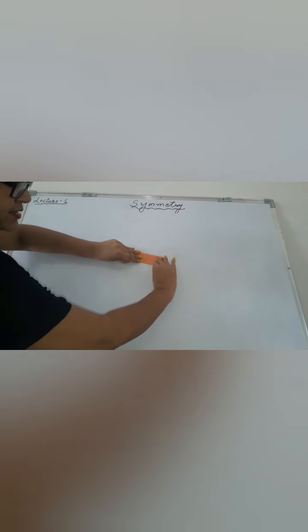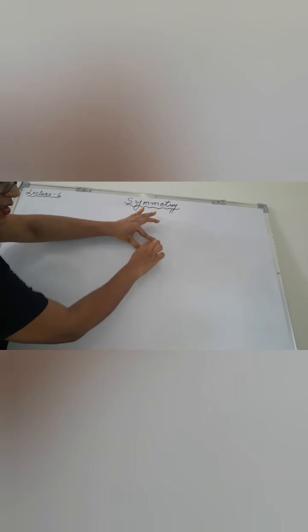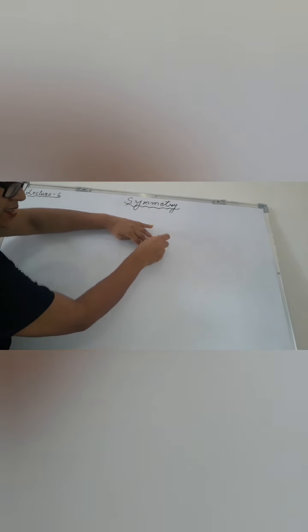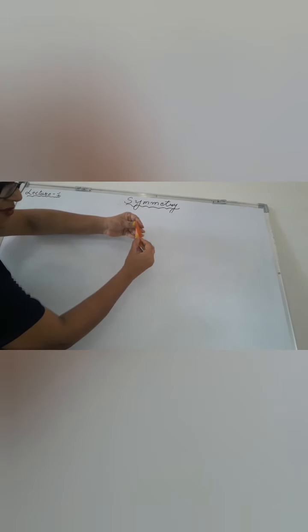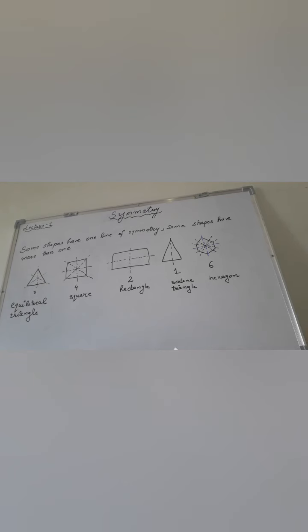Right, students? Yes. Now let us see how many lines of symmetry this triangle is making. As you can see, it has only one line of symmetry. On the other side, its lines of symmetry are identical. They are not equal in length. Now, as you can see, some shapes have one line of symmetry.